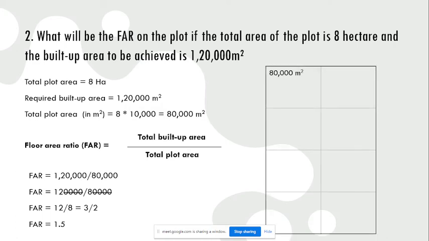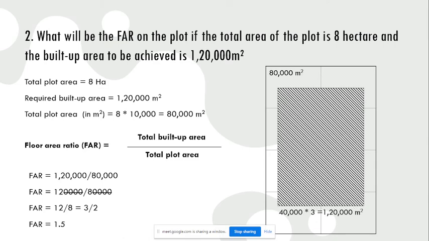Just as an example, if we have a plot of 80,000 meters square, and we want to achieve 1.5 FAR, consider the city has given a ground coverage of 50%. The remaining 50% we can use for different purposes, including recreational parks or small commercial establishments, which include dairy booths, telephone booths, small printing shops, and then the road network. All of them will be provided in the remaining 40,000 meter square. If we develop the 40,000 meter square area in three floors, then 1.2 lakh meter square of built-up area can be achieved.